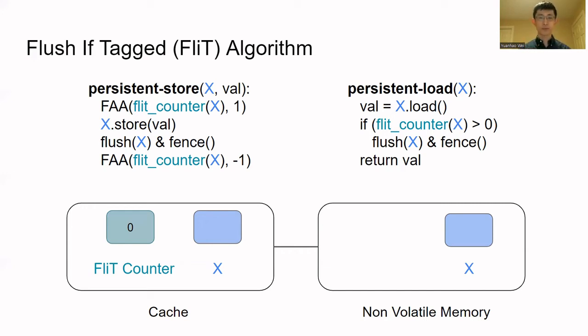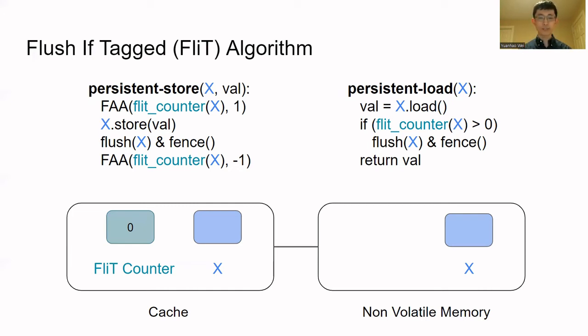Note that persistent stores can be concurrent with each other. And this means that the FliT counter will represent the number of concurrent stores on the memory location. And for most workloads, this number won't be larger than 256. So a single byte is enough to store the counter. Also note that the FliT counter never needs to be flushed to persistent memory because it can be lost after a crash.